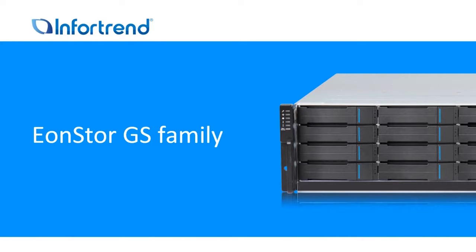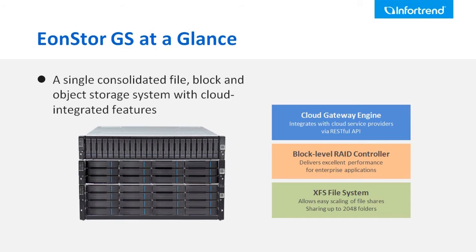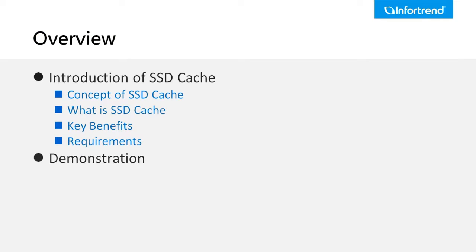The Infortrend EonStor GS is a unified storage system that integrates file level, block level, and cloud gateway into one single system. This video on SSD cache contains two parts. First, we'll introduce the SSD cache feature. Then we'll demonstrate how to configure SSD cache on EonOne. Let's begin with introducing the concept of SSD cache.